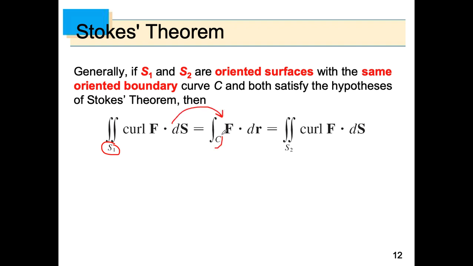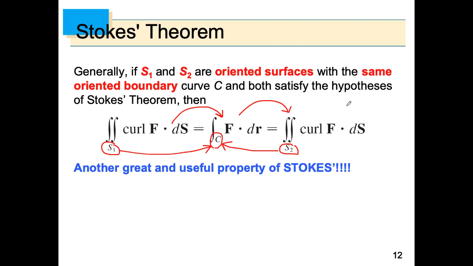But if the curve happens to be also very complicated, you actually can apply Stokes' theorem once more to go back to a surface integral over some other surface. And the point is, as long as this surface 2 and this surface 1 both share the same boundary curve, you're allowed to do this. So once again, if you take a surface integral, you can apply Stokes to get to the line integral and then apply Stokes again to get back to a surface integral of hopefully a much simpler surface. Then it becomes a much simpler situation for you to compute. So it's another great and useful property of Stokes.